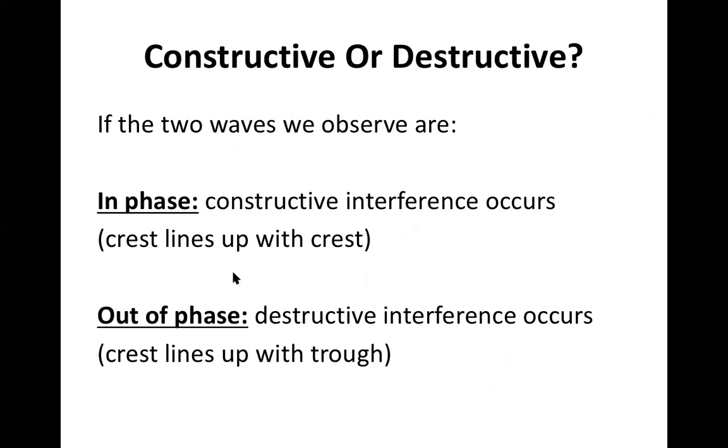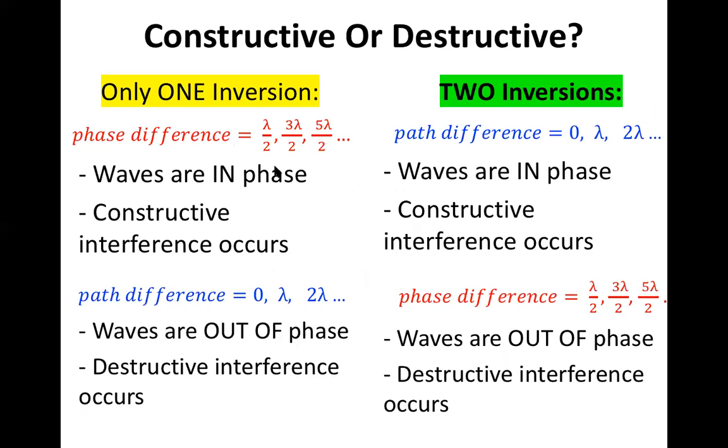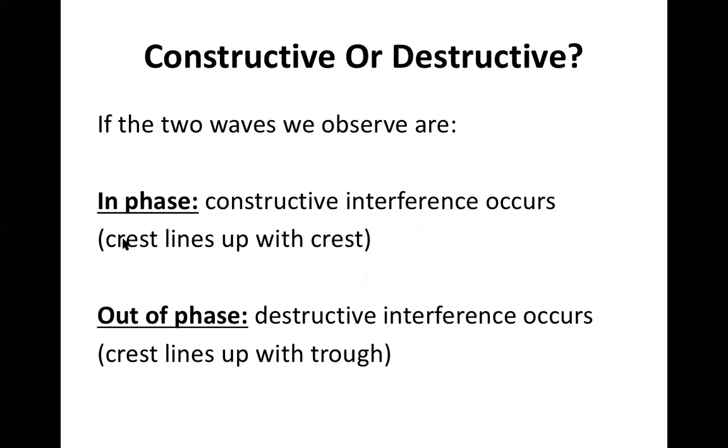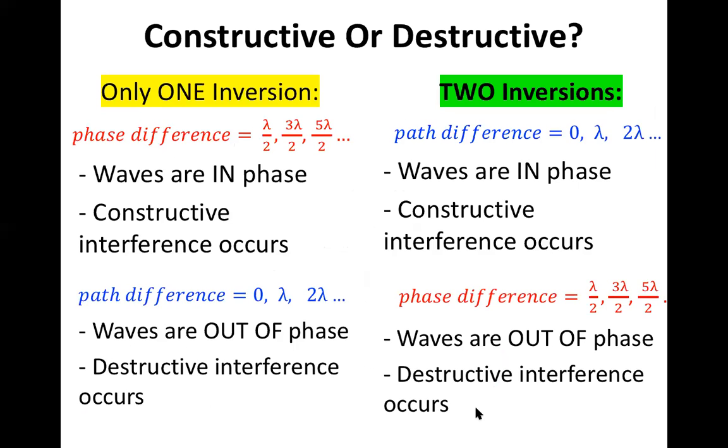So we've seen this slide before. In phase means constructive, out of phase means destructive. And we had to really look at the diagram and see if crest lines up with crest or crest lines up with trough, the green and the blue. But there's a little bit more detail. Now we realize we can't just come up with a rule for path difference or for the film thickness to determine constructive or destructive, because we also have to consider how many inversions at the reflection.